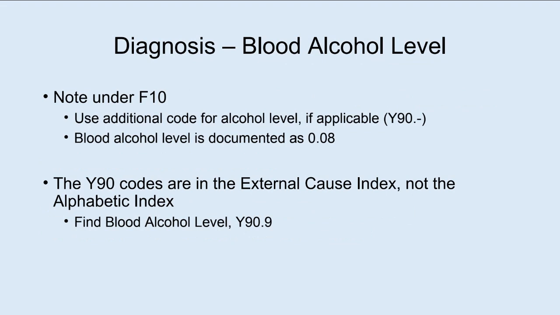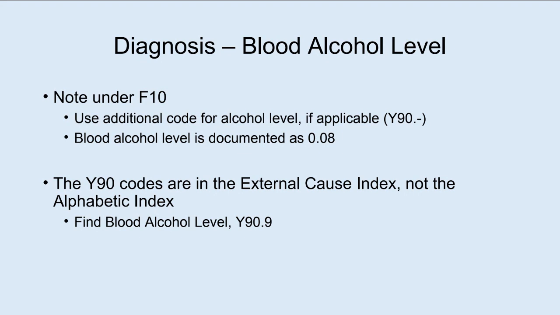There's a note under the F10 category, use additional code for alcohol level if applicable, and that refers you to Y90. The blood alcohol level is documented as 0.08, so there you go. We want to do that. Now, you can't find blood alcohol level in the alphabetic index. The Y90 codes referenced here are in the external cause index, which is totally separate, follows the table of drugs and chemicals in the front of your ICD-10-CM book.